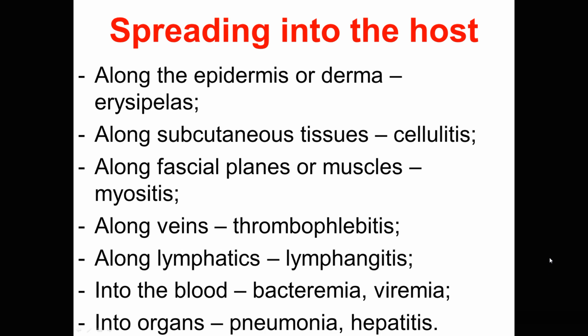Once introduced, infections can spread along the epidermis in impetigo or dermis in erysipelas, along the subcutaneous tissues in cellulitis, we already considered the cellulitis. This is the generalized inflammatory response. Also along fascial planes or along the muscle in myositis, along the muscles. Along the vessels, veins, thrombophlebitis is caused, and lymphatics, lymphangitis. Spreading may result also by the penetration into the blood. The blood is carrying bacteria or viruses, bacteremia and viremia. And finally, organisms may spread into an organ in pneumonia and hepatitis.